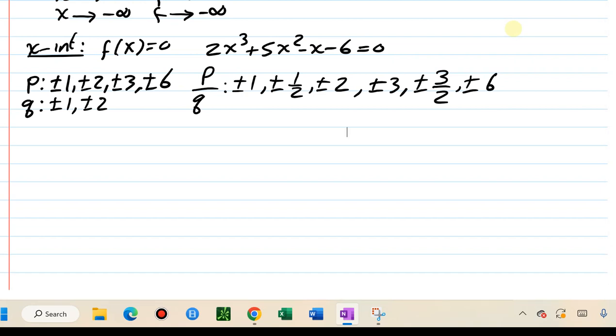Not all of them can be correct, because this is a third degree polynomial. So we know that this one has at most 3 x-intercepts, which is 3 zeros. Oh, how many turning points? Because it's a third degree, it has 3 minus 1, at most 2 turning points, no more than 2 turning points. Now let's find our first x-intercept.